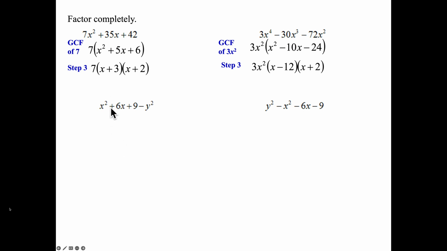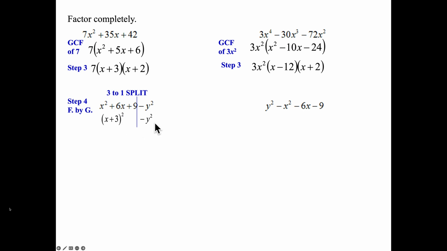Now we have x squared plus 6x plus 9 minus y squared. What? Oh, here's that special factor by grouping. One of these things is not like the other. Isolate the minus y squared. So x squared plus 6x plus 9 has to factor to a binomial squared. I'm guessing x and a positive 3. So just to double check, x times 3 is 3x, double it, there's your 6x.